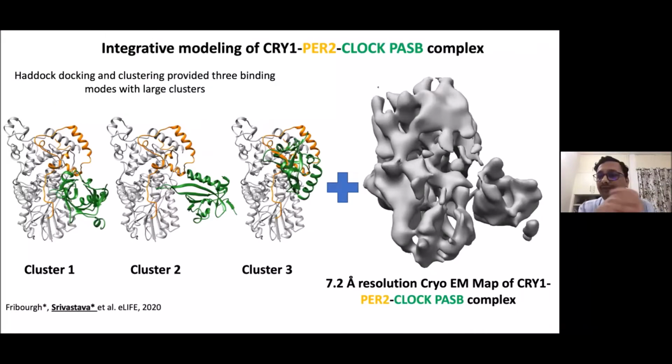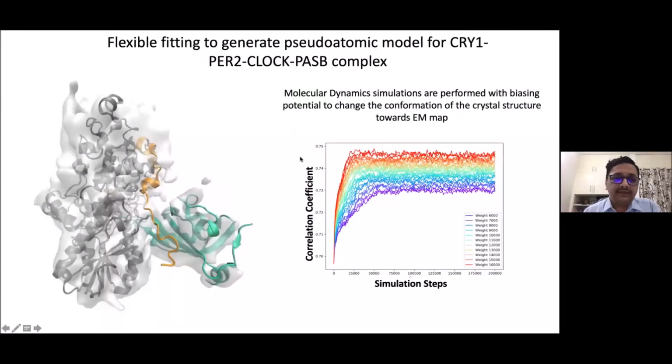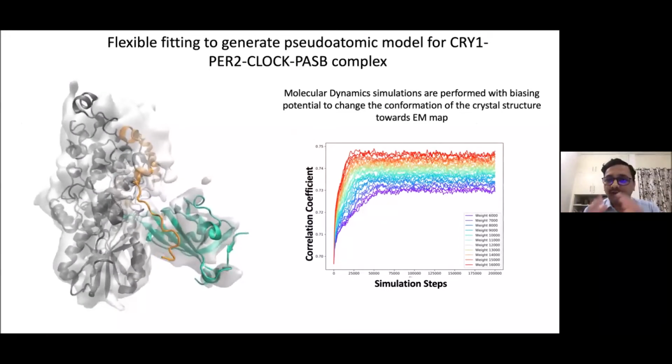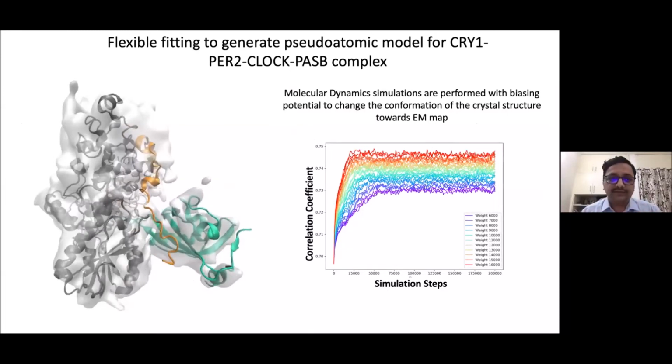So we further wanted to understand how all of this is working together, and so we performed docking and a lot of other computational analysis. Simultaneously, my collaborator was working to solve the structure of this entire complex. However, that was not possible, and they could only get a 7.2 angstrom resolution cryo-EM map. So we combined the models that I had got using docking and also simulations, along with the data that they got from the cryo-EM map, and then we could come up with a pseudo-atomic model of this entire complex.